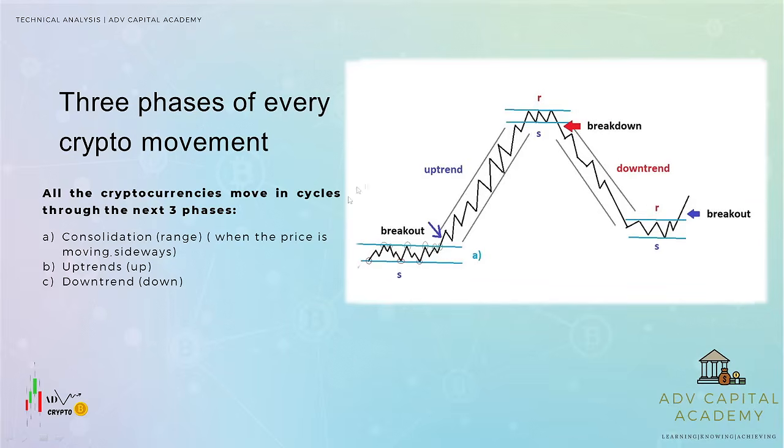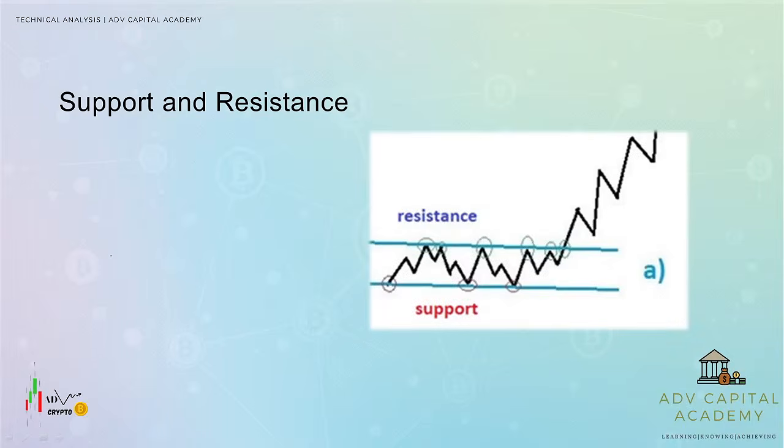If you zoom in on the first phase, consolidation, you could notice that the price touches the same points several times. Lines that are connecting those points are very important in trading and investing, and they are called support and resistance lines. Support, or support level, refers to the price level that a coin does not fall below for a period of time. If a coin fails to break the support level, it creates a bullish momentum, a possible buy opportunity.